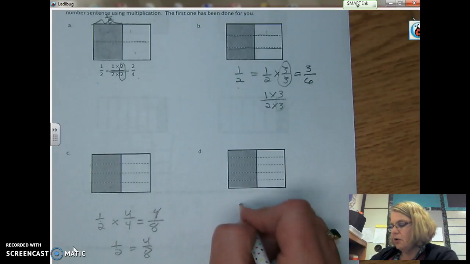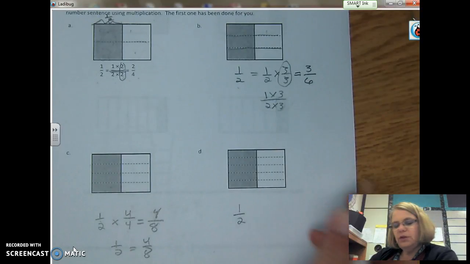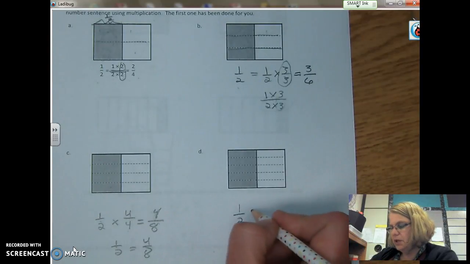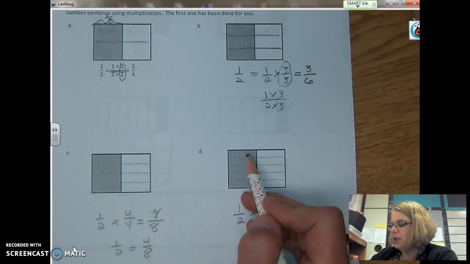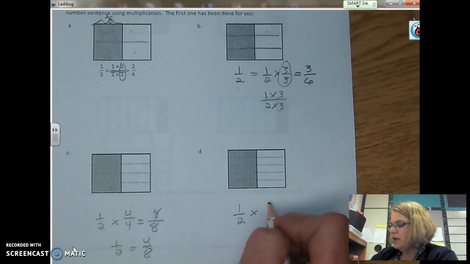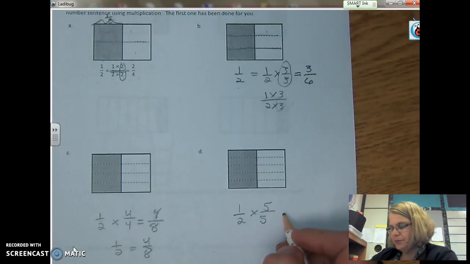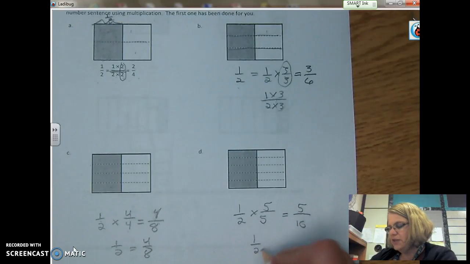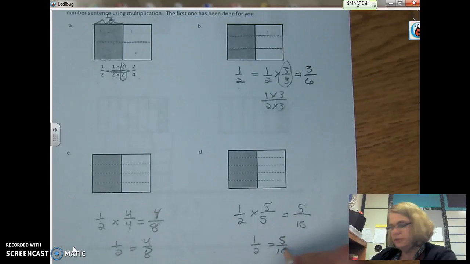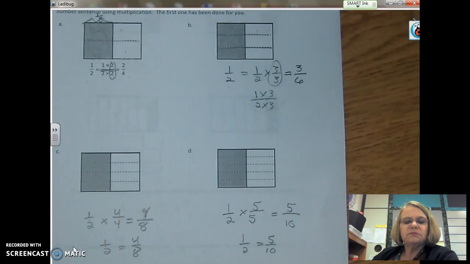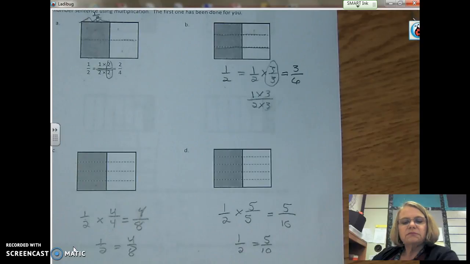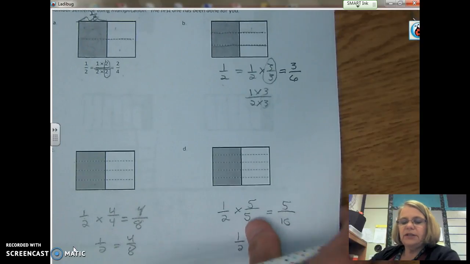Okay, so we started with 1/2 again, same thing. This time we divided it into how many? 1, 2, 3, 4, 5. So we're going to multiply by 5 over 5, which equals 5 times 1 is 5, 2 times 5 is 10. So 1/2 is equal to 5 over 10. All right, let's look at the back side.